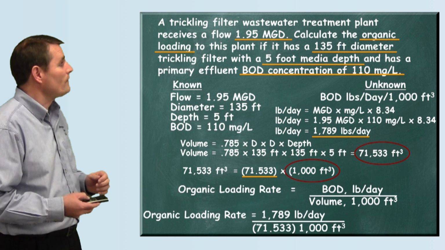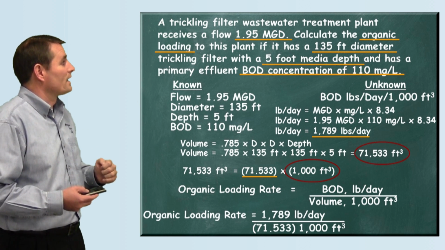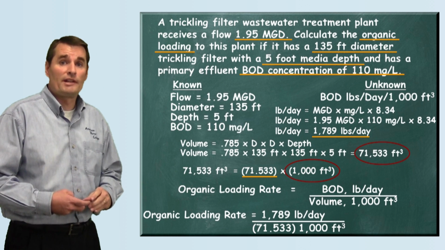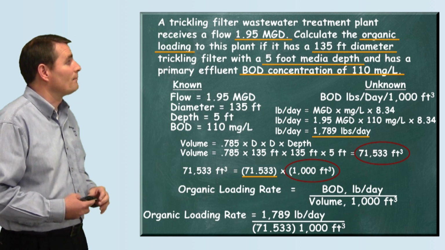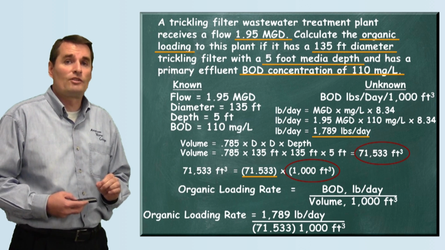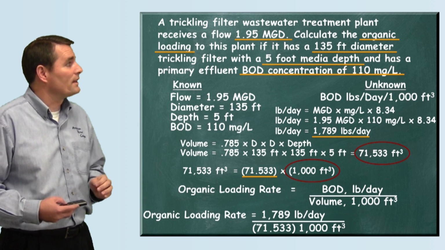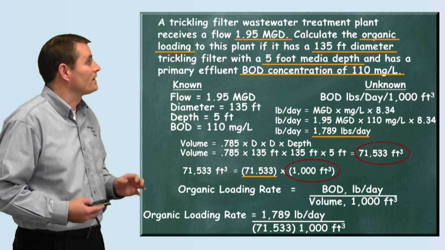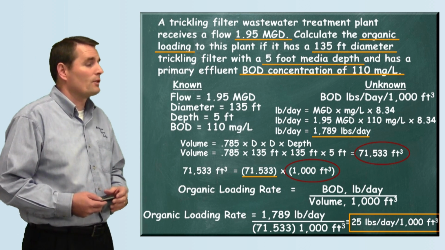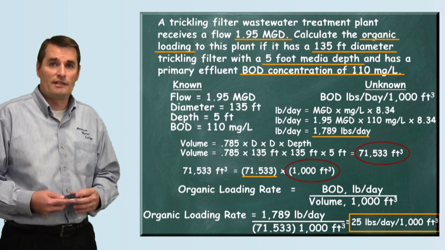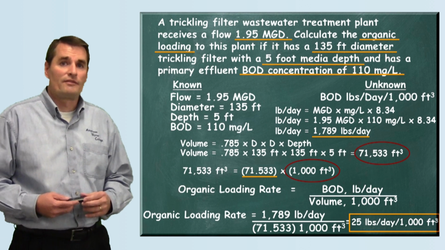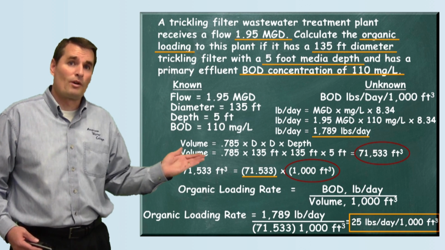So when we plug this into our organic loading formula, we have our 1,789 pounds per day of BOD on top, and we divide that by the 71.533. We're going to leave the 1,000 cubic feet there. So when we divide 1,789 by 71.533, we get 25 pounds per day per 1,000 cubic feet. So the organic loading is 25 pounds per day per 1,000 cubic feet. And that, my friend, is how this problem is solved.